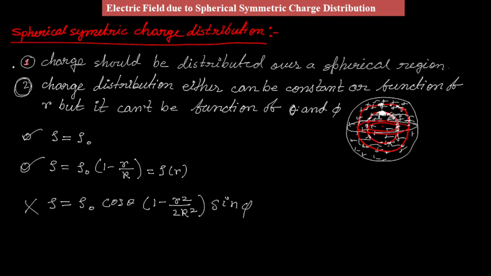Well, so now we have understood how to check whether any charge carries spherical symmetry or not. Now let's say we have a spherically symmetric charge distribution and we want to calculate the electric field using Gauss law. So let's say this is a region where the charge is distributed and this charge distribution has spherical symmetry.